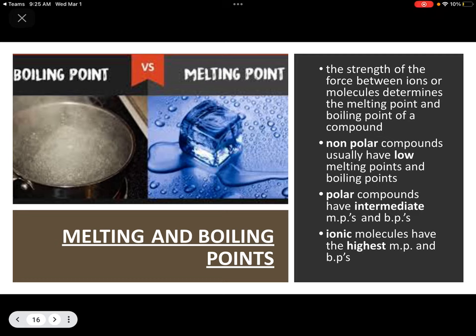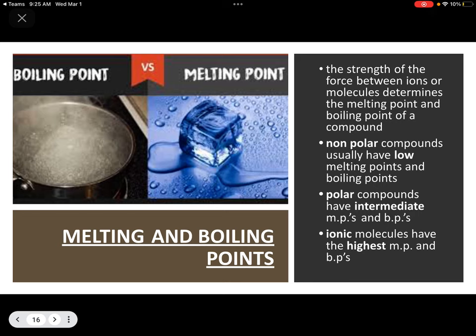If we have a strong force, then our melting and boiling point will be very high, like a hydrogen bond. If we have a low force of attraction, like London dispersion, then it's going to have a lower melting and boiling point because it's not going to take a lot of energy to break the bond. So non-polar molecules, that's our London dispersion, are going to have a low melting and boiling point. Polar covalent bonds are going to have an intermediate one. And ionic is going to have the highest melting and boiling point.